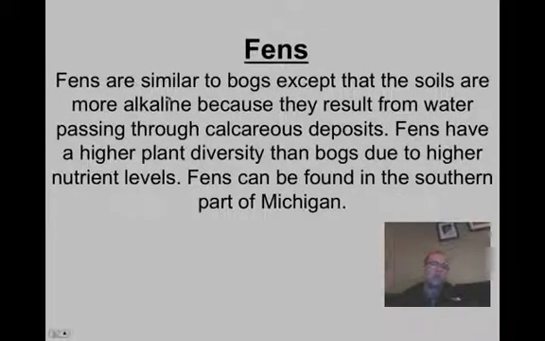Fens are kind of like bogs, except the soils are opposite. They're more alkaline or basic, not acidic. And it's because fens are really created because the water is passing through calcareous or calcium deposits in the soils, which makes them more basic. So fens have a higher plant diversity. Not many plants can live in those acidic soils of bogs. Very unique species of plants. So in this case, we have a higher plant diversity because of more nutrients. So the key here, more alkaline or basic soils, and therefore higher plant diversity than bogs.